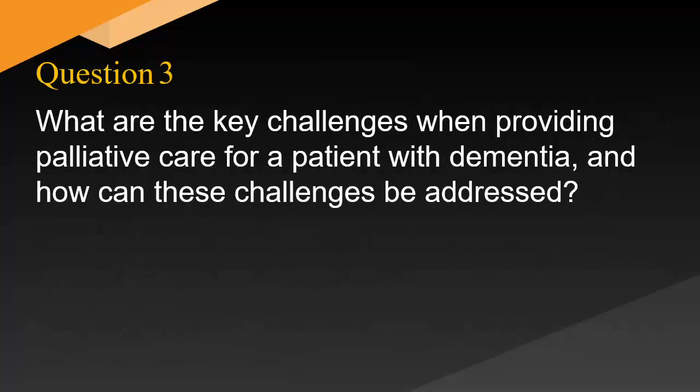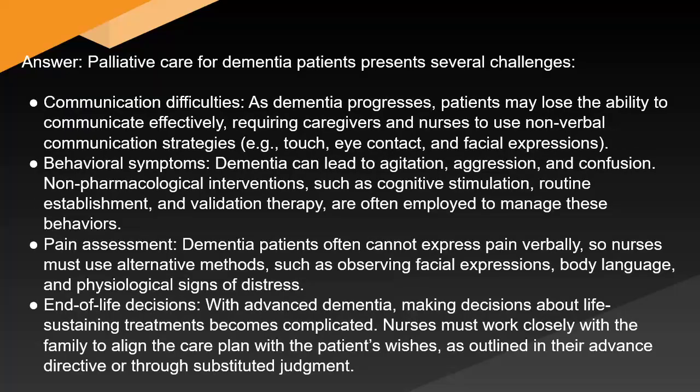What are the key challenges when providing palliative care for a patient with dementia, and how can these challenges be addressed? Answer: palliative care for dementia patients presents several challenges. Communication difficulties. As dementia progresses, patients may lose the ability to communicate effectively, requiring caregivers and nurses to use nonverbal communication strategies, e.g., touch, eye contact, and facial expressions. Behavioral symptoms. Dementia can lead to agitation, aggression, and confusion. Non-pharmacological interventions such as cognitive stimulation, routine establishment, and validation therapy are often employed to manage these behaviors.